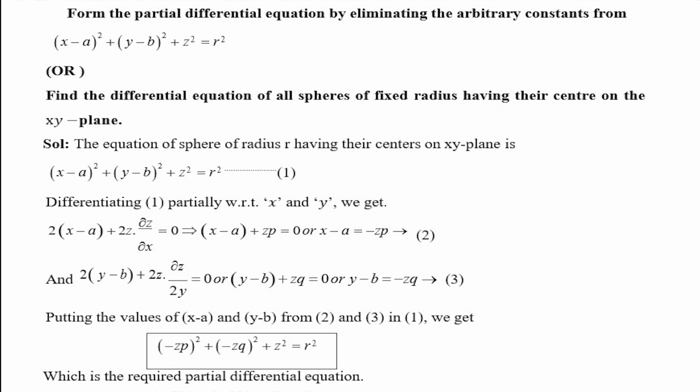Similarly, you have to substitute ∂z/∂y equal to q. So, y minus b equal to minus zq. You have to substitute x minus a value and y minus b value in equation number 1. We get (minus zp) the whole square plus (minus zq) the whole square plus z square equal to r square, which is the required partial differential equation.